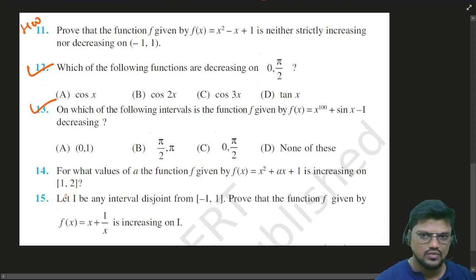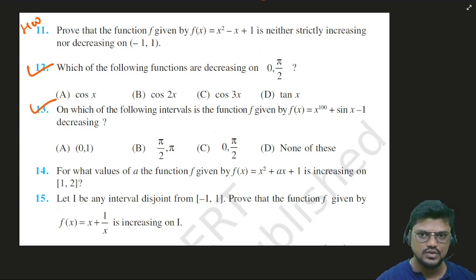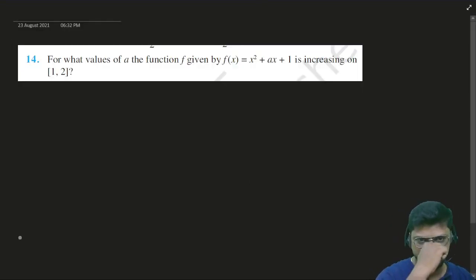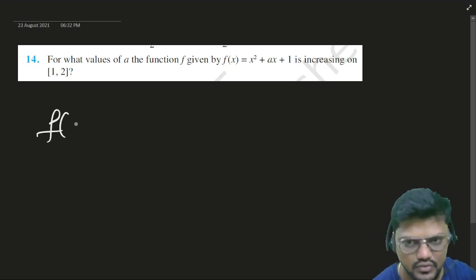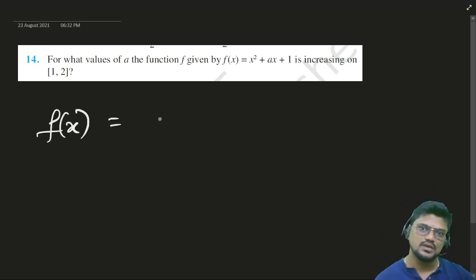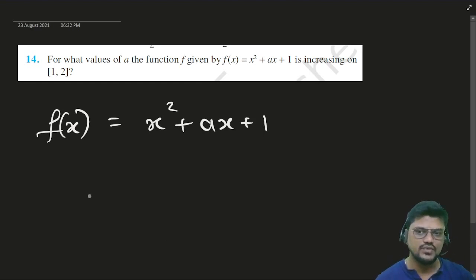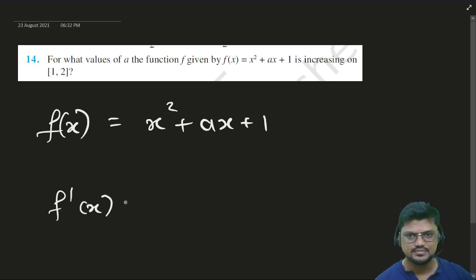For what values of a is the given function increasing on the interval 0 to 2? Let's do the 14th one now. We have f of x equals x square plus ax plus 1. Now for what values is it increasing? So let us find f dash of x. That is 2x plus a.